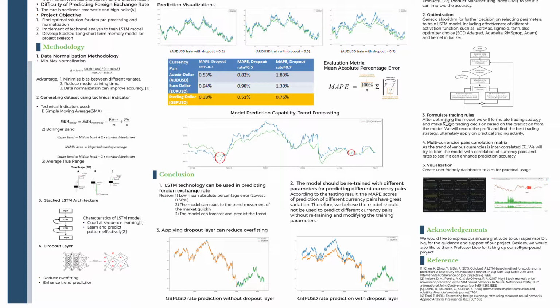And the third part, we will also formulate different sets of trading rules and test whether the model can use our trading strategy to make a profit from it. And the fourth one is that we will implement a multi-currency pair correlation matrix to help the model learn more about the correlation and the trend of multiple pairs, which is essential for pairs trading. And the fifth part, we will do our visualization using a dashboard and a website.